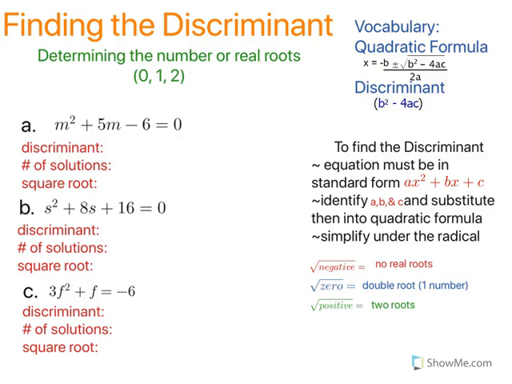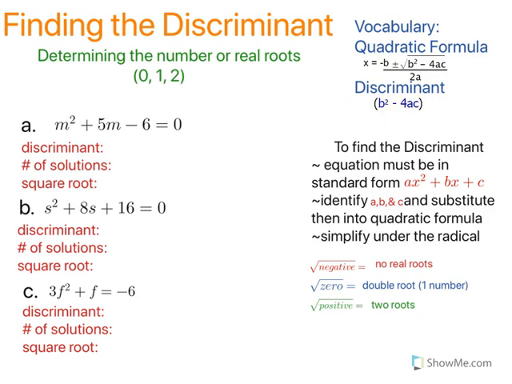Hey guys, in this lesson we're going to be talking about how to find the discriminant. The discriminant is the part of the quadratic formula that tells us the number of real solutions that any quadratic equation will have. Now remember, the quadratic formula is just one of the ways that we have in order to solve a quadratic equation. And the quadratic formula is x equals negative b plus or minus the square root of b squared minus 4ac, and all of that divided by 2a.